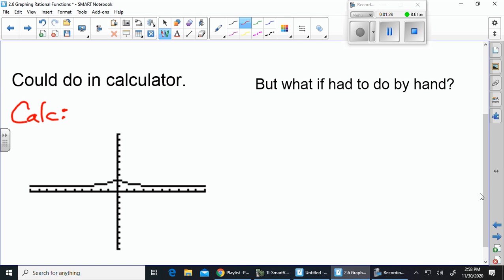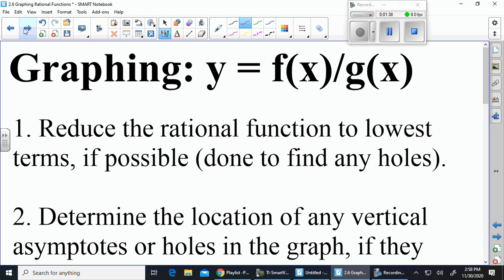What if I asked you to do that by hand? So when I talk about these things, that's really what we need to be able to find by hand. This is listed in the notes as an attachment, but we're looking at things that can't be done with shifts. So the first thing you should always do: reduce it to lowest terms.